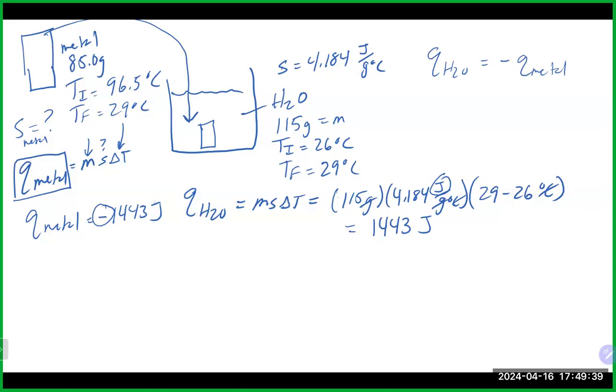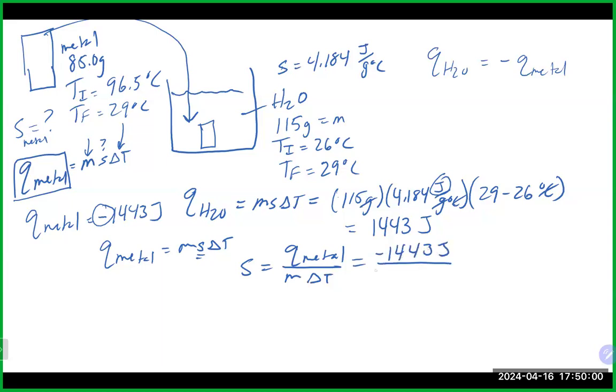Now that we have the heat from the metal that we were able to get from the water, we could actually use our specific heat equation again for our metal. In this case, we now can solve for S. S will equal Q of the metal divided by M delta T. So putting in our numbers, negative 1,443 divided by the mass, which is 85 grams.